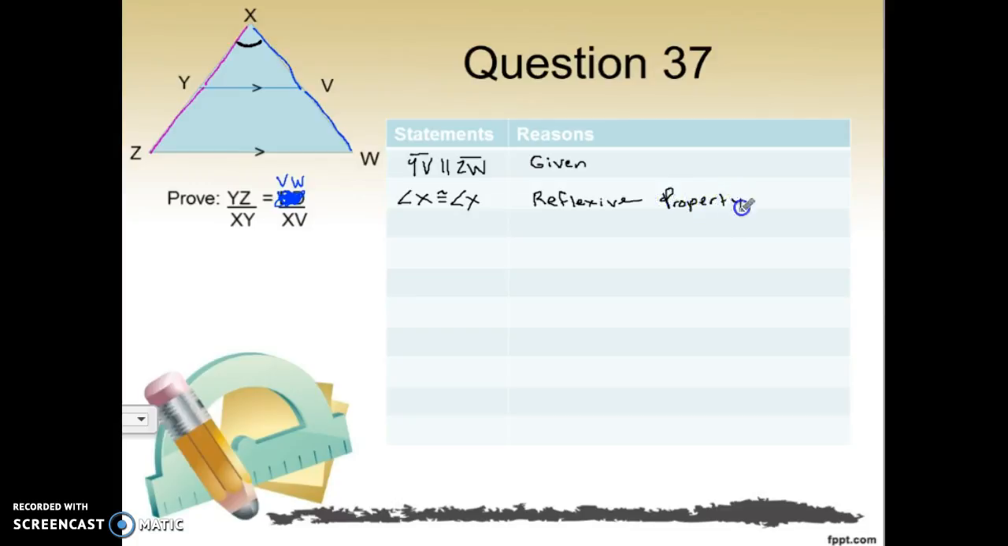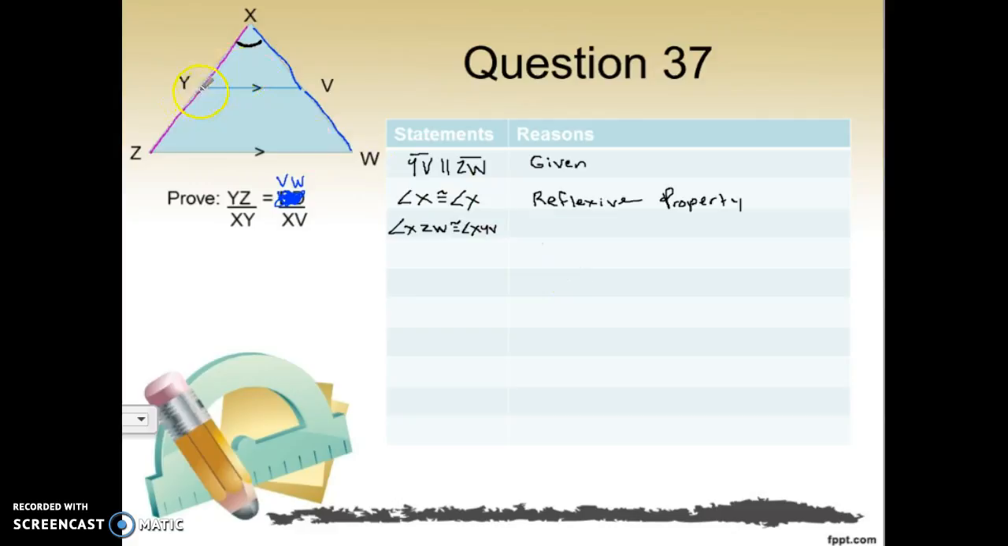All right, the next thing we need to do is say that angle XZW is congruent to angle XYV. Now, how do we know that?